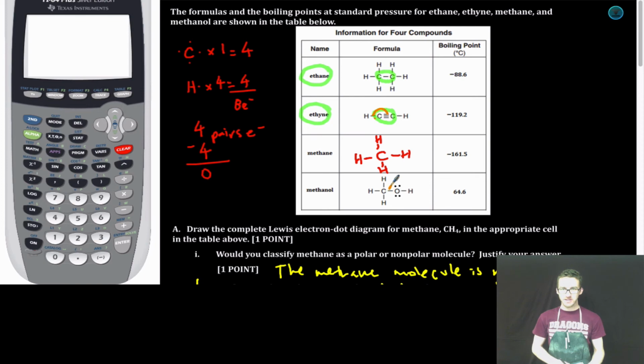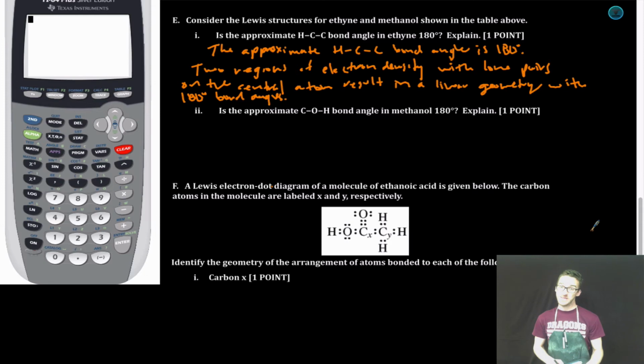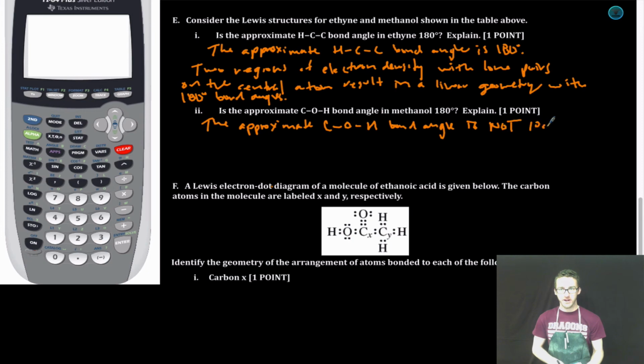Let's take a look. Now our focus is on the bond angle here. Looks like 180 degrees, but is it? This time, remember we've got two lone pairs on that central oxygen atom. The approximate COH bond angle is not 180 degrees.